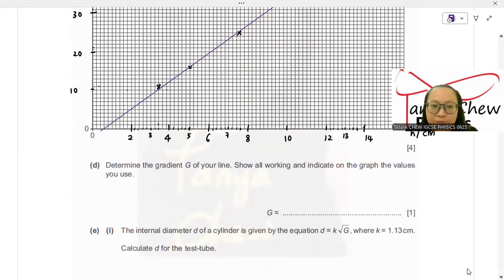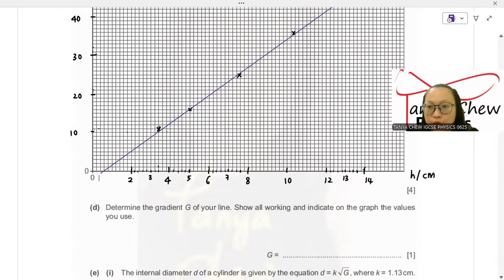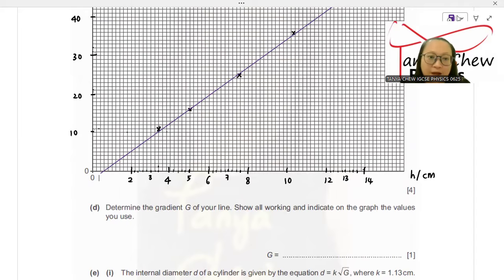And then D, determine the gradient G of your line. Show all working and indicate on the graph the values you use. So we have to show the values that we use on the graph. I'm going to check which is the easiest point. It seems like this one. I'm going to take this point. So this is 1.4 and 3. So you have to indicate the coordinate.